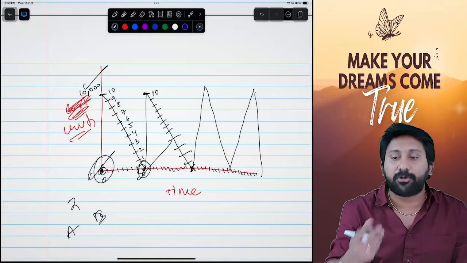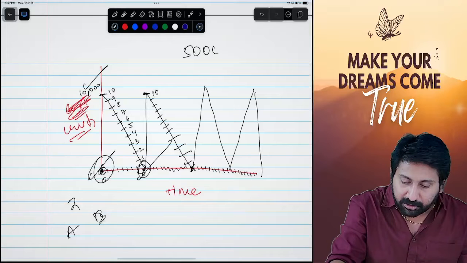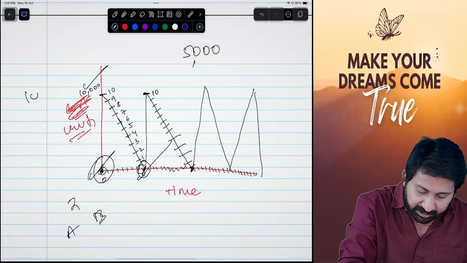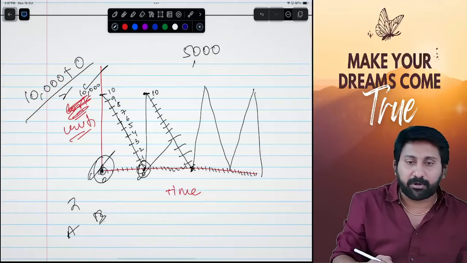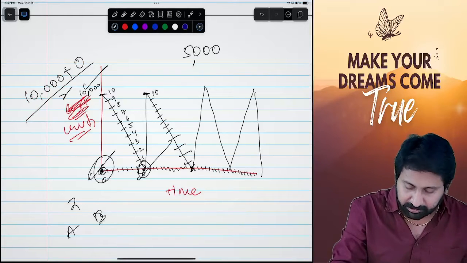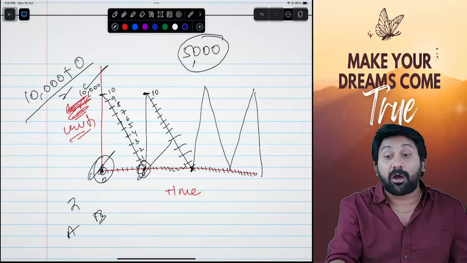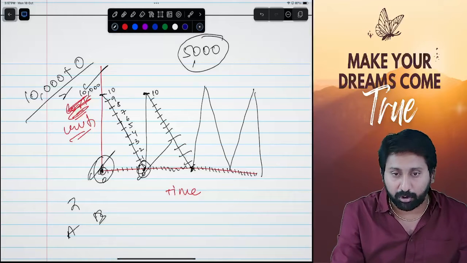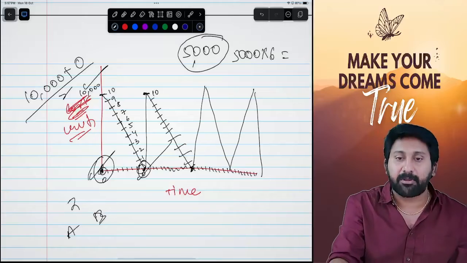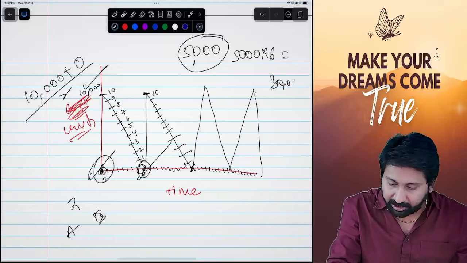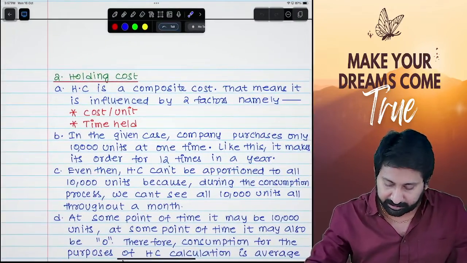10,000 opening, closing 0, divided by 2. How many units? 5,000. So 5,000 units on an average will be there in the godown always. So 5,000 into 6 per unit per annum. How much? 30,000. This is the cost.